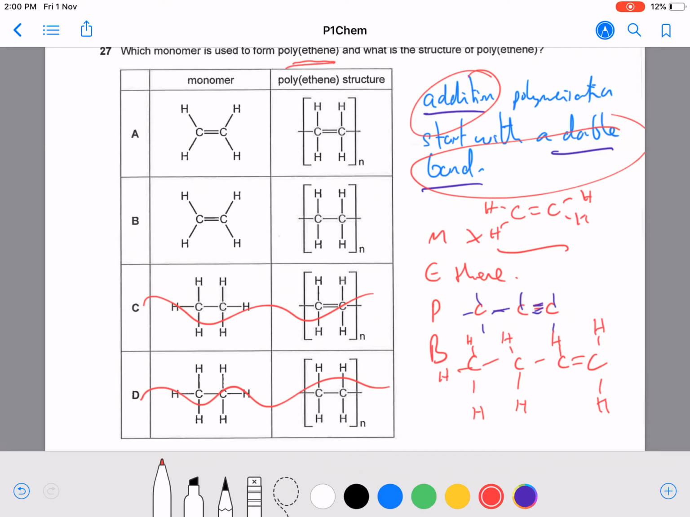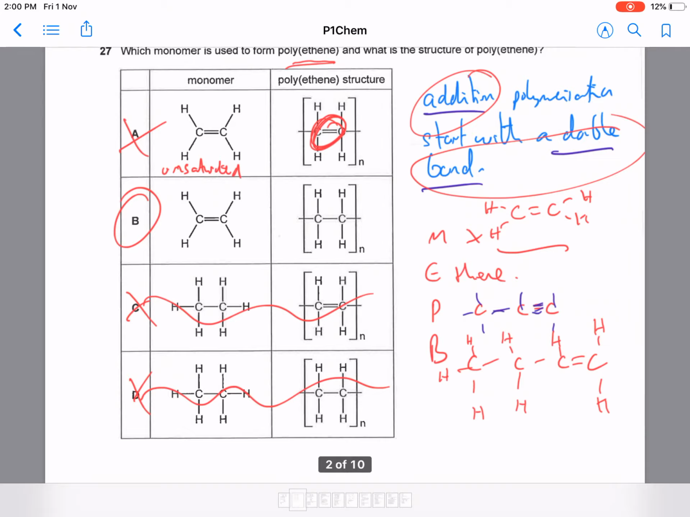The question is about polyethene. So the double bond is unsaturated, and the polymer is saturated. Now this is still unsaturated, so it cannot be A. So we've ruled out A, C, and D. The answer is indeed B.